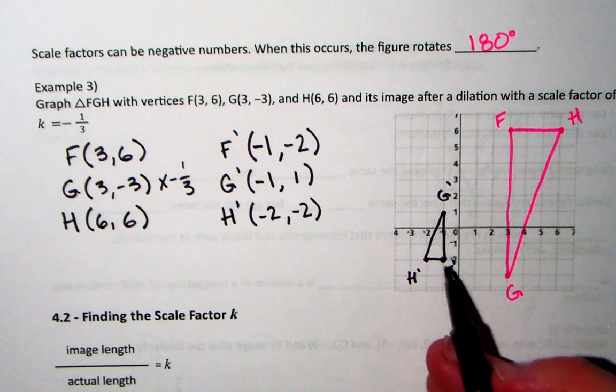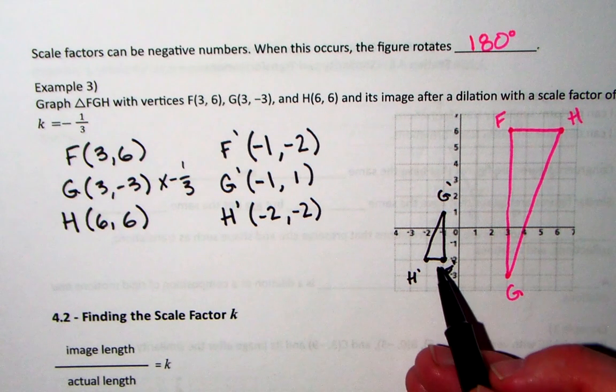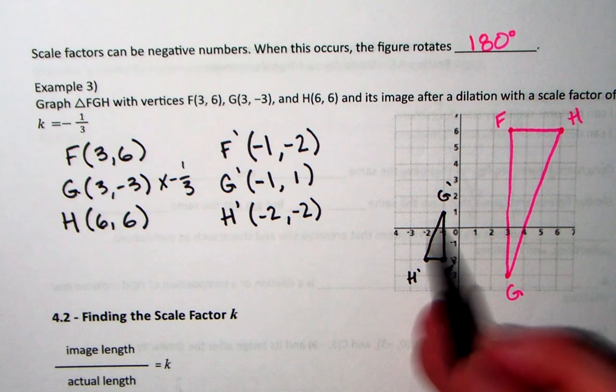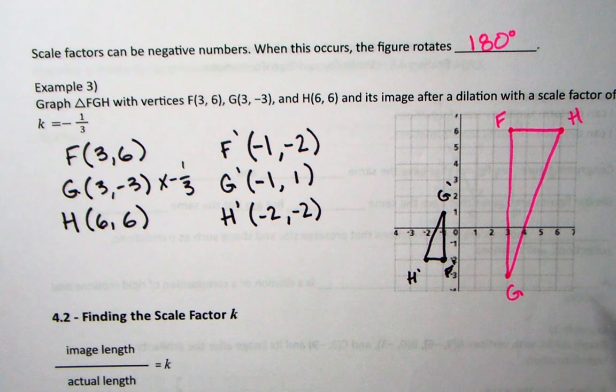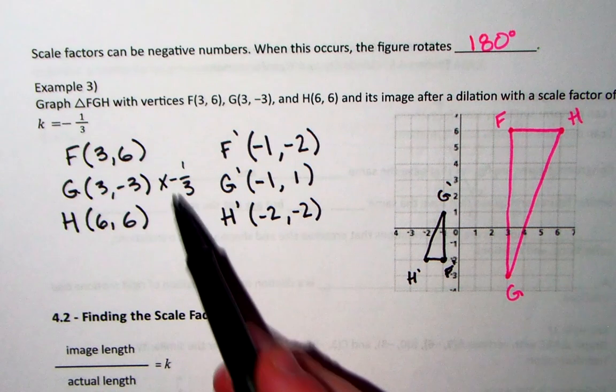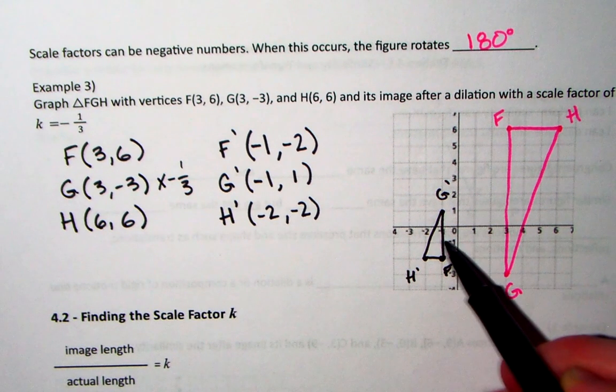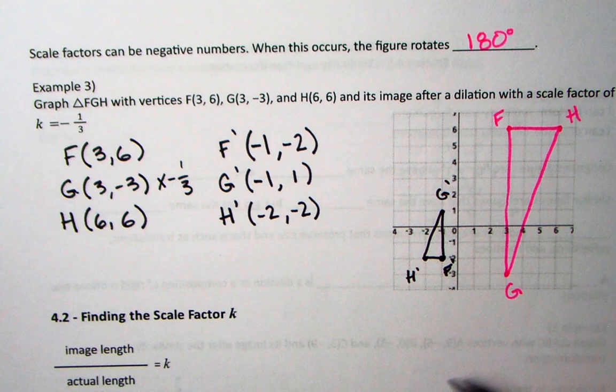So just notice, our triangle shrunk by a factor of 3. We took the pink one, divided it by 3 essentially, and got this little black one. And because the scale factor was negative as well, it rotated it 180 degrees. It's kind of odd how that happens.